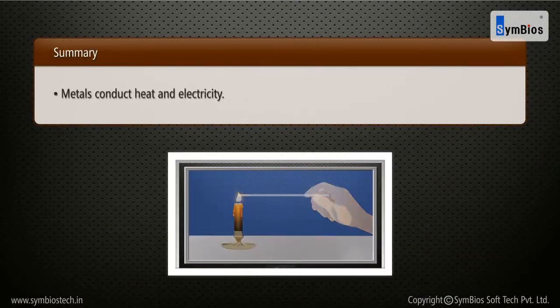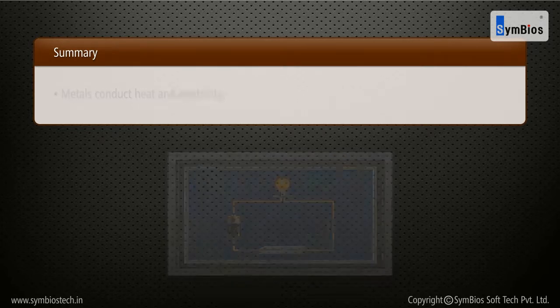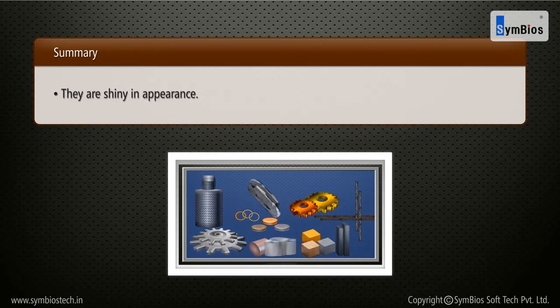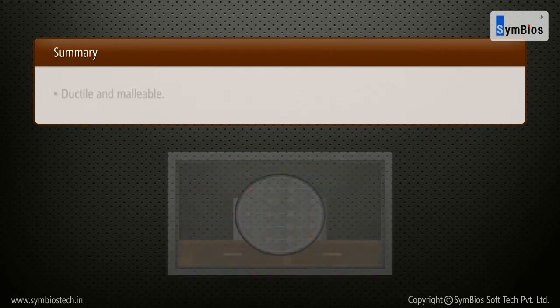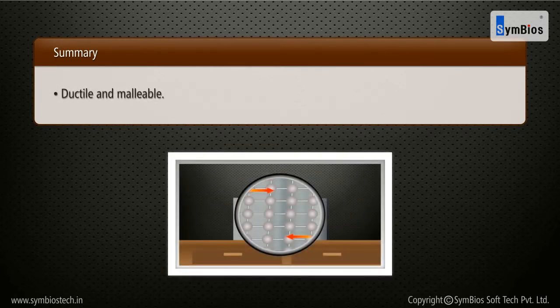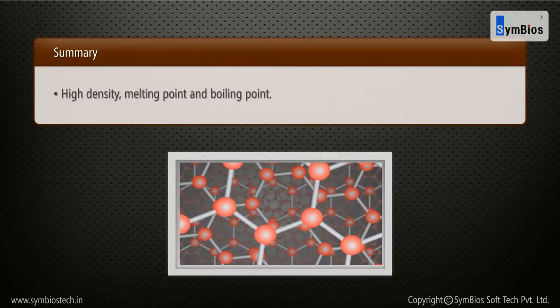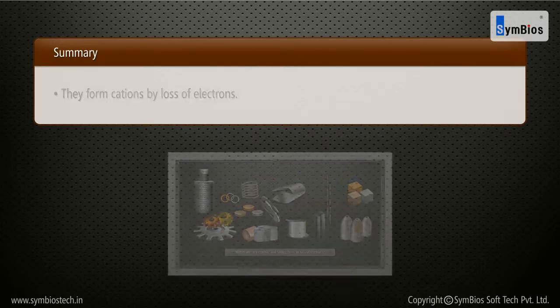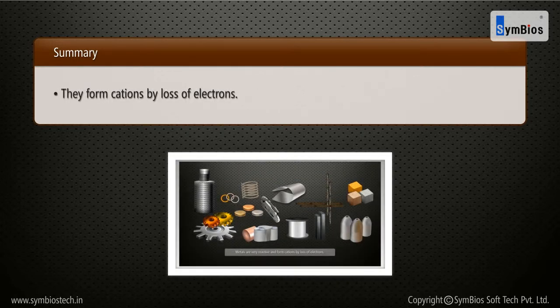Summary. Metals conduct heat and electricity. They are shiny in appearance. They are ductile and malleable. They have a high density, melting point, and boiling point. They form cations by loss of electrons.